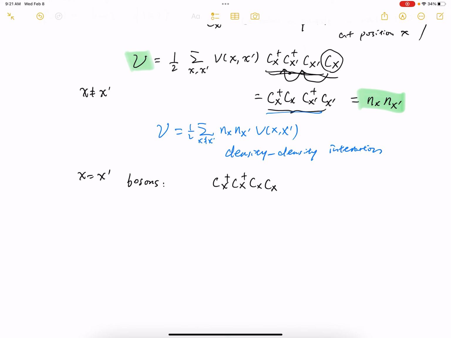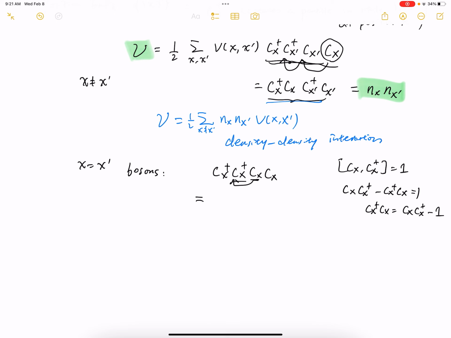And then we're going to use the commutation relation. So how do we do this? We can move this one to the left, so then we have to use the commutator. We have to use the fact that the commutator of Cx and Cx dagger is equal to 1. So this means Cx Cx dagger minus Cx dagger Cx is equal to 1, which also means Cx Cx dagger is equal to Cx dagger Cx plus 1.